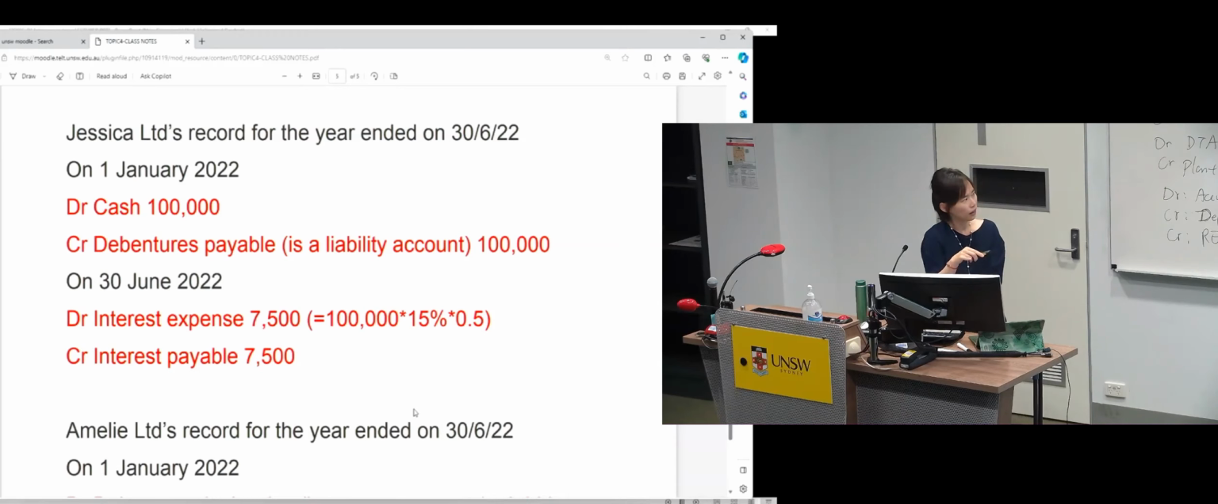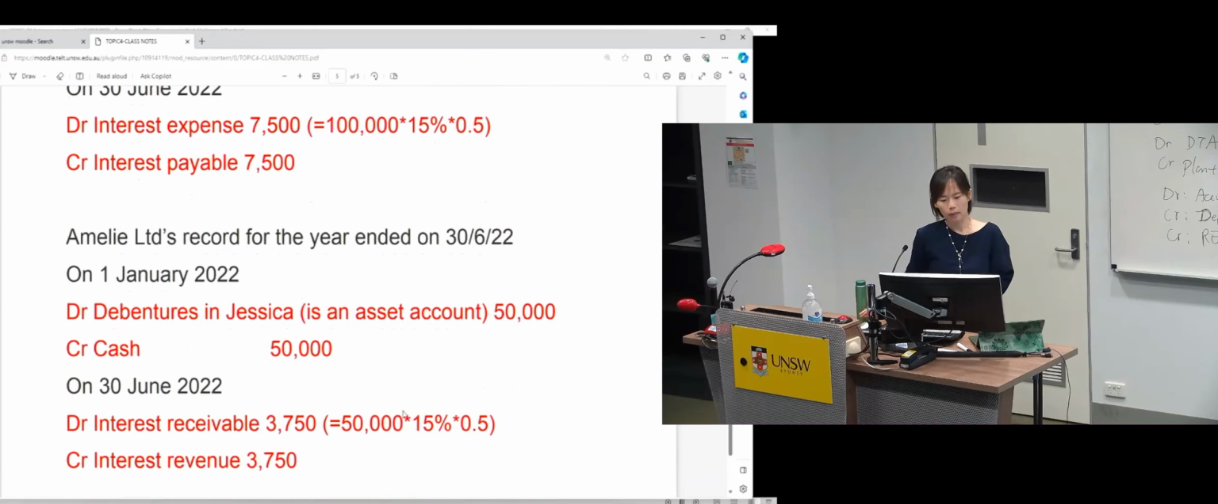Now then move on to look at Amelia's record. Remember, Amelia acquired half of the debentures issued by Jessica, and it is this half that represents the intragroup borrowings. So Amelia on 1st January 22 recognized an asset, which is investment in Jessica, or debentures in Jessica. That is a financial asset to Amelia. And then credit cash, only half, that is 50,000.